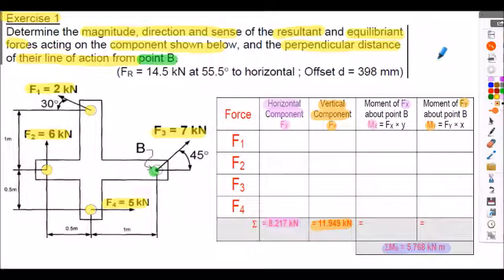I would now strongly encourage you to stop the presentation and attempt this question. The answers are shown here in the brackets for the resultant force and the offset. Use example 1 as your basic template to help you through this process, but the full worked solutions will be shown on the following slide.